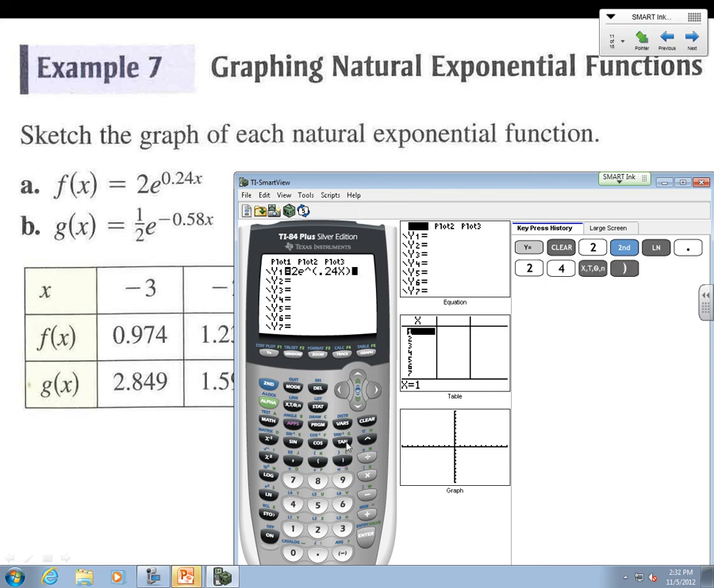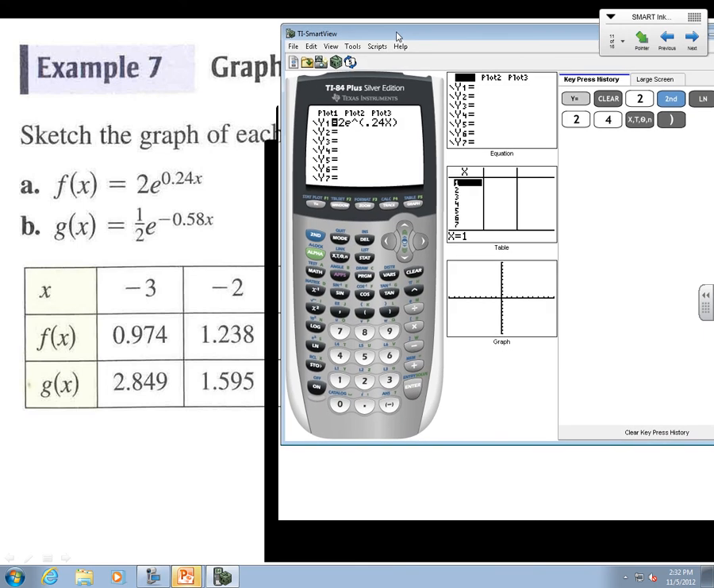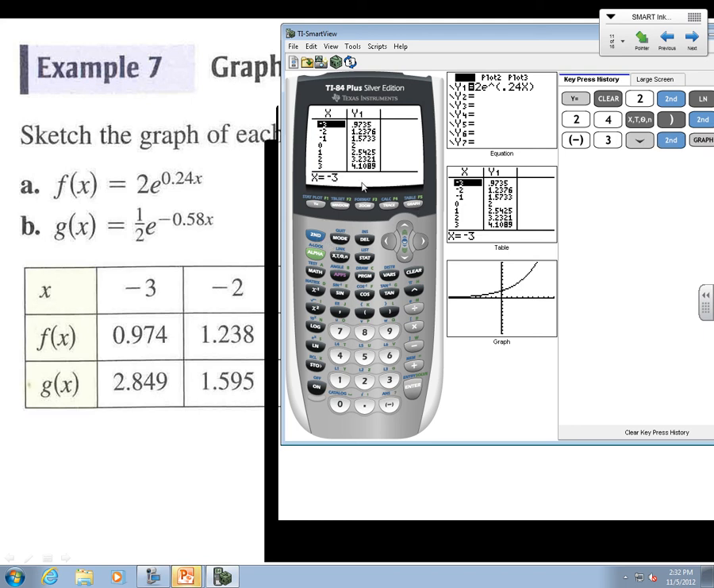0.24x in my parentheses, and we want to have a table. So I'm going to use my table set, and I'm going to start not at 1, but you can see here that I want to start my table at negative 3, and then we'll count by ones. And if we go into my table, which is right above graph, so second graph or table, right here it's going to say, okay, negative 3 is 0.9735 or 0.974. Negative 2 is 1.2376 or 1.238.